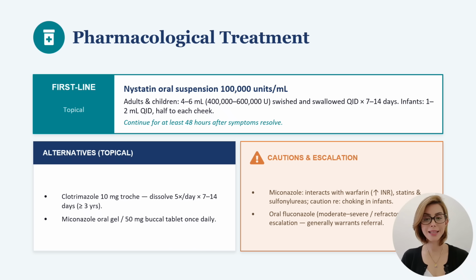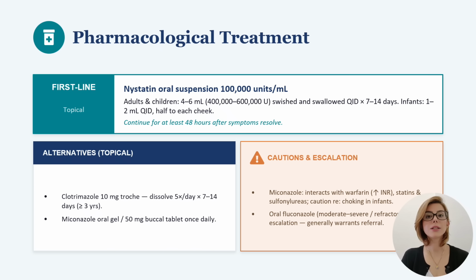Now the prescription itself. Your first line is topical antifungals. Nystatin oral suspension, 100,000 units per milliliter. For adults and children, that's 4 to 6 milliliters, so 400,000 to 600,000 units, swished around the mouth and then swallowed 4 times a day for 7 to 14 days. For infants, 1 to 2 milliliters 4 times per day, placing half the dose in each cheek.